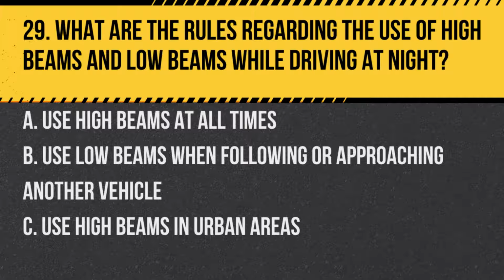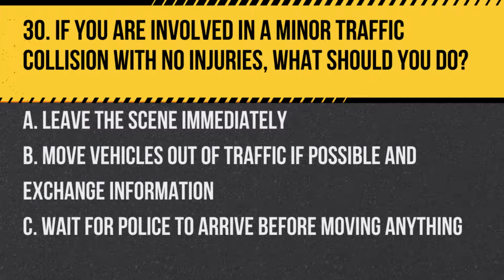Question 29. What are the rules regarding the use of high beams and low beams while driving at night? A. Use high beams at all times. B. Use low beams when following or approaching another vehicle. C. Use high beams in urban areas. Answer. B. Use low beams when following or approaching another vehicle. High beams can blind other drivers, so use low beams when you're following another vehicle or approaching one from the opposite direction.